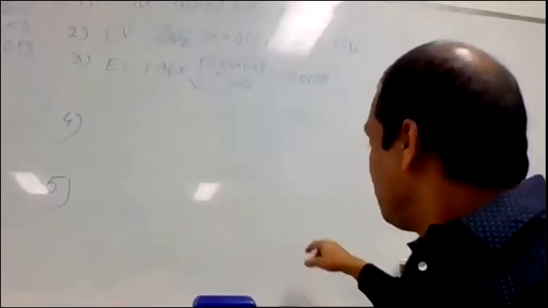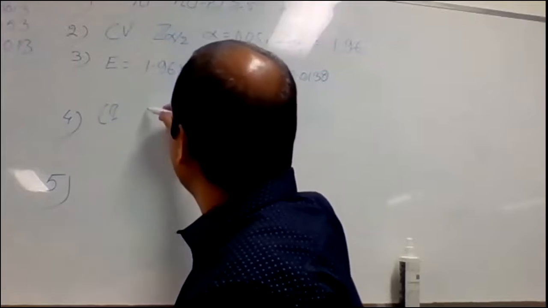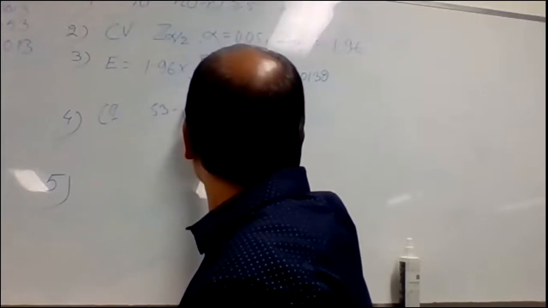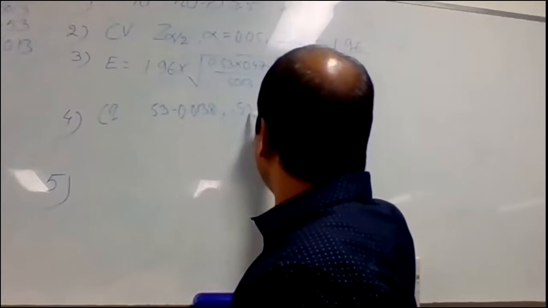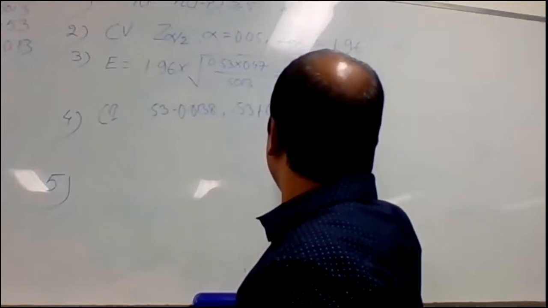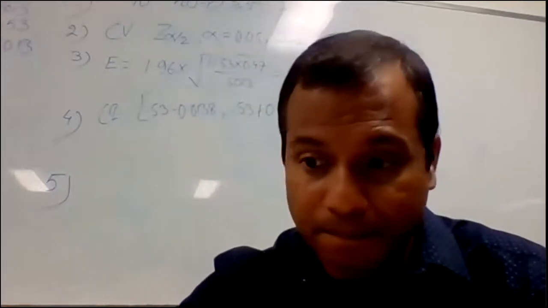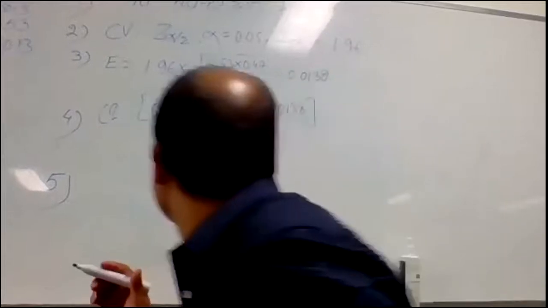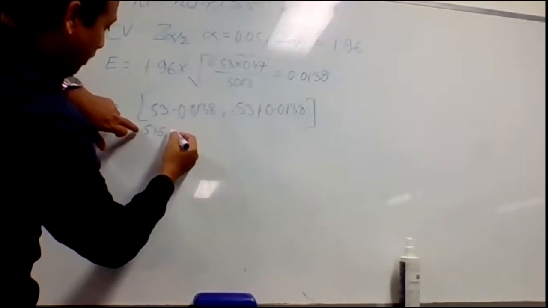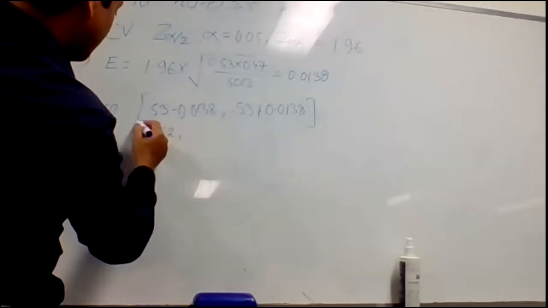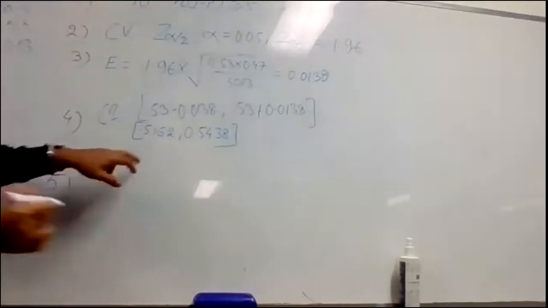And if you get the E value, the fourth one is the confidence interval, CI. How to calculate this one? 0.53 minus 0.0138, 0.53 plus 0.0138. What is the answer? Tell me. 0.5162 and 0.5438. Did you get this interval?